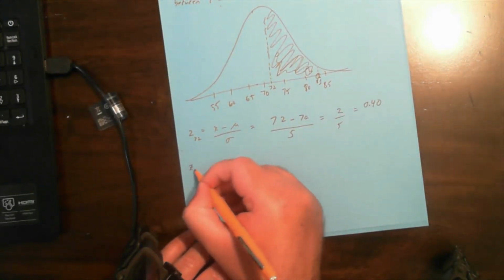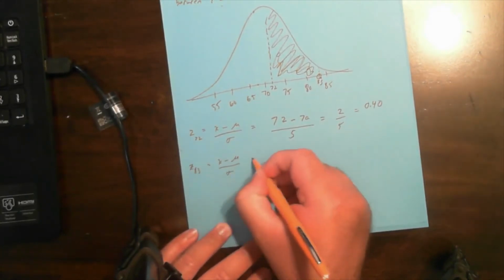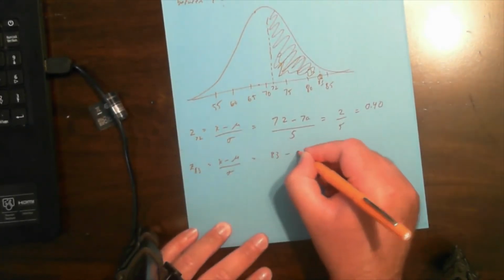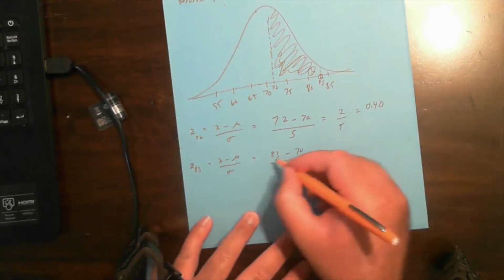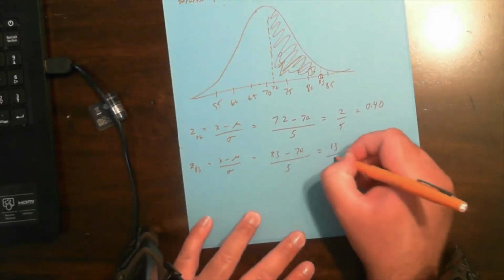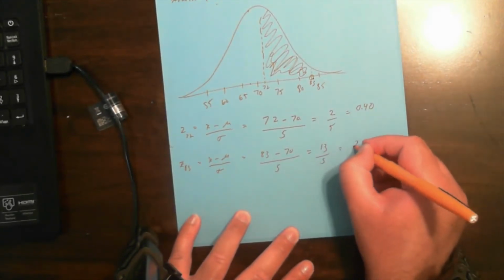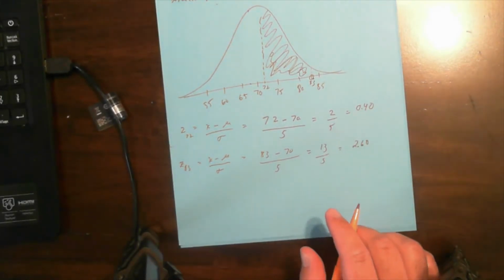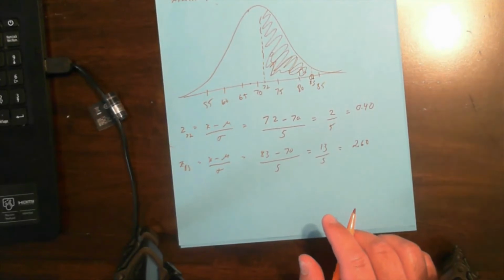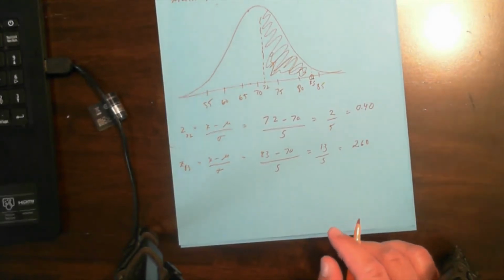Then I find the z-score for 83, and it would be the same process. So it would be 83 minus 70 over 5. So 83 minus 70 is 13 over 5. So that's going to be 5, 10, 2.60. Okay? I hope that z-score table goes far enough. Does it? Just checking. It does. Okay, good.